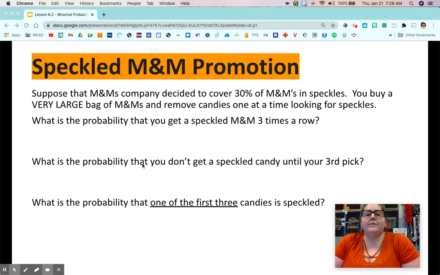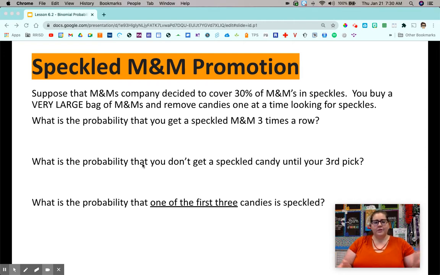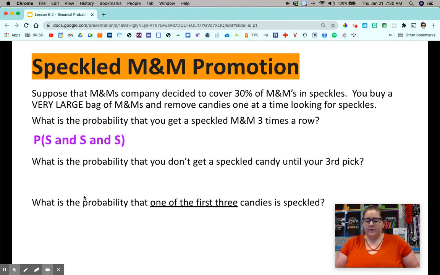So suppose that the M&M's company decided to cover 30% of their M&Ms in speckles. So instead of just plain colors, they're now speckled. You buy a very large bag of M&Ms and remove candies one at a time, looking for an M&M with speckles in it. So firstly, let's look through a couple of basic probabilities. What's the probability that you get a speckled M&M 3 times in a row? So that would mean the probability that we get a speckled and another speckled and another speckled.